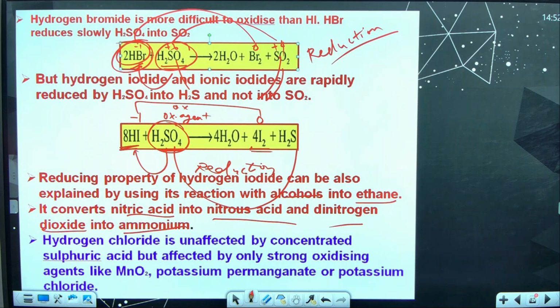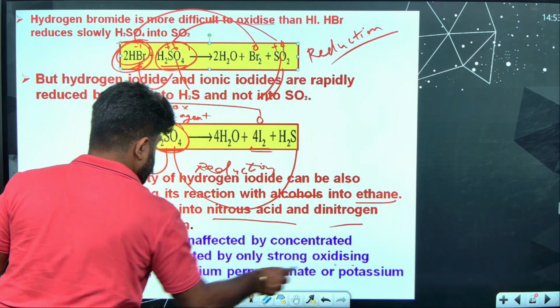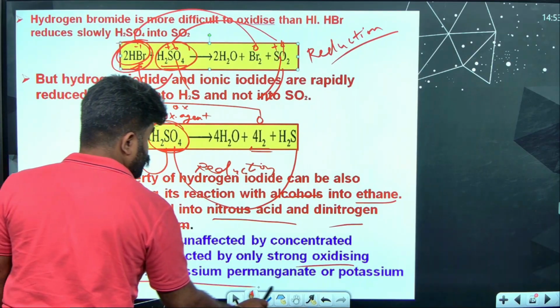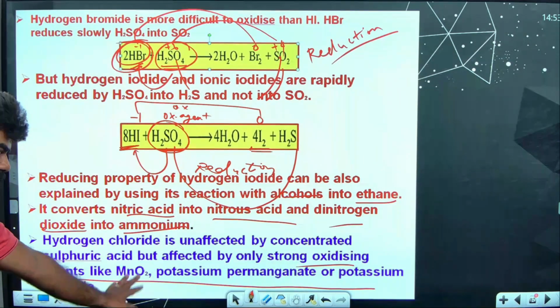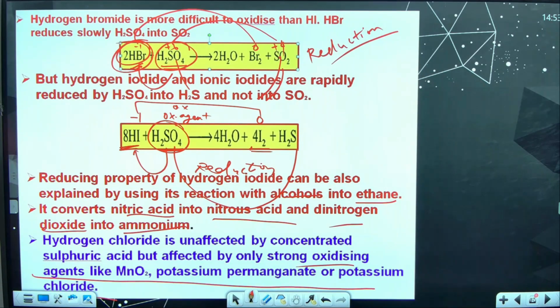And also you can see HCl is unaffected by concentrated sulfuric acid, but it is affected by strong oxidizing agents like MnO2, potassium permanganate and potassium chloride. So with the oxidizing agents போடும்போது HCl is being reacted, but with concentrated sulfuric acid it is not reactive.